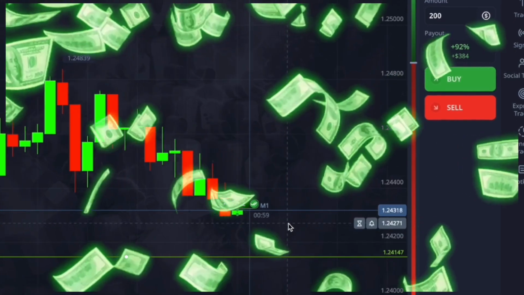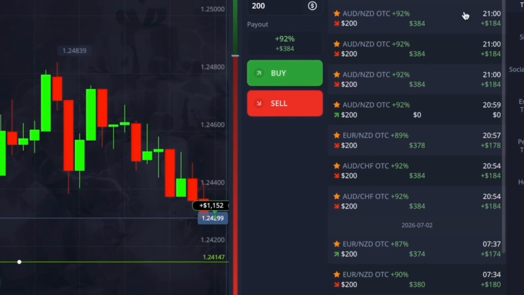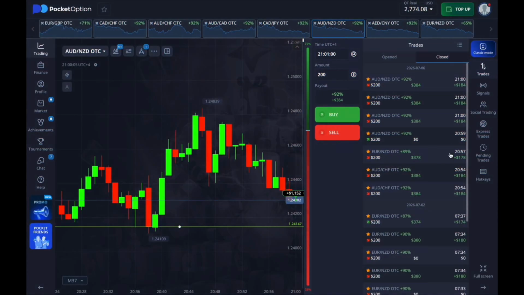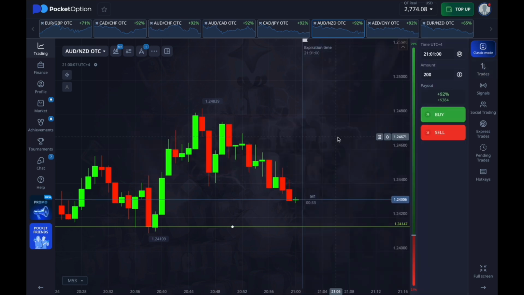Alright traders, I hope you understand how to filter the trades. You can copy my trades using the link given below in the description box. These all are my trades, only one loss.